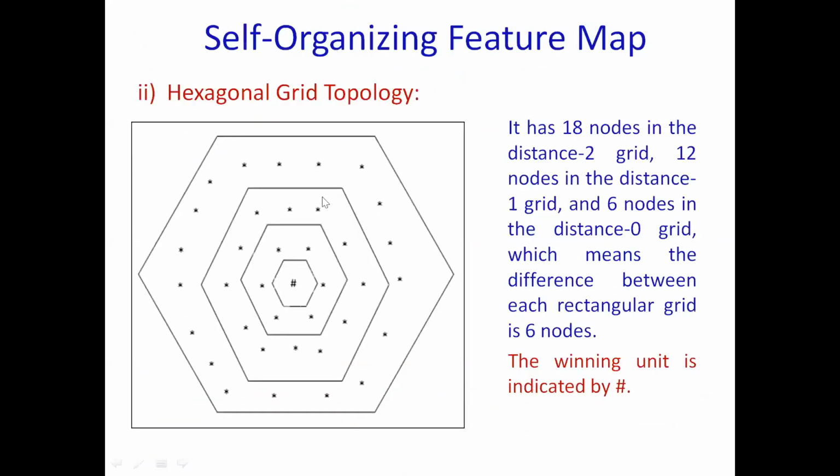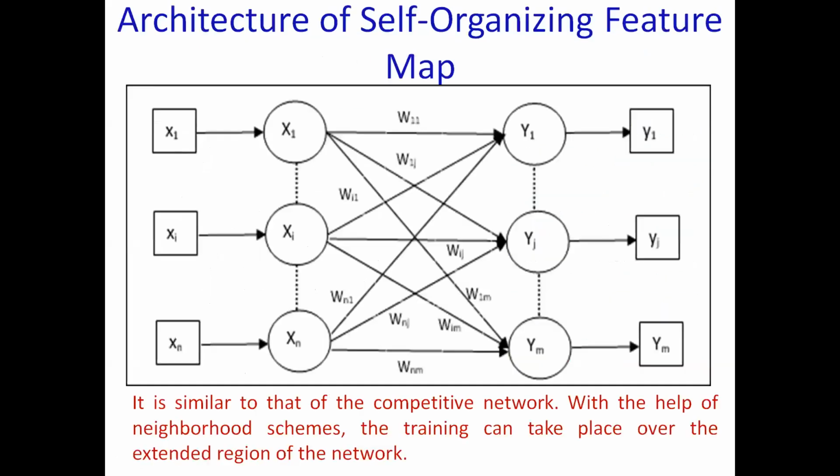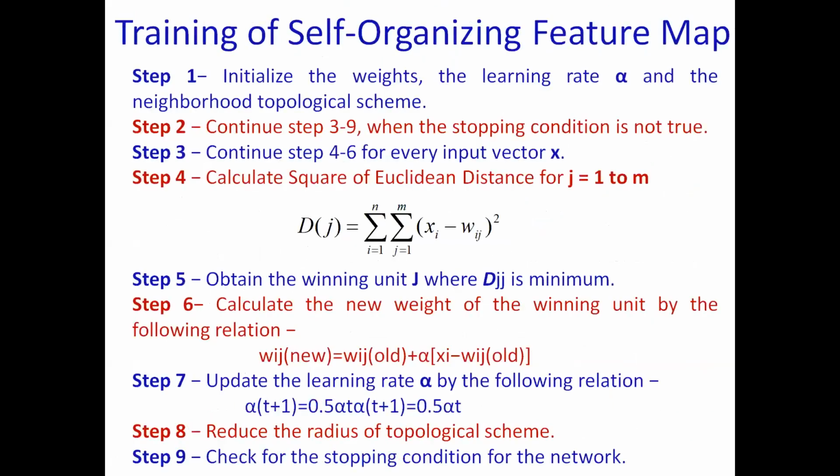And in that particular case, we need to reduce the radius of the topological scheme. That means at the beginning we were here, and then again we need to reduce the topological scheme radius, and by following this we minimize the Euclidean distance, and at a particular point we reach the winning unit where the Euclidean distance will be minimum. In this manner, every time we repeat all those steps, we need to check for the stopping condition for the network.